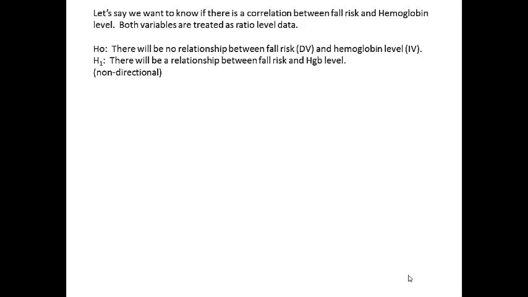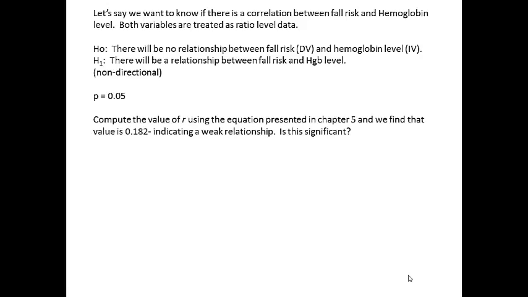The research hypothesis says there will be a relationship, and our null that we will test says there will be no relationship between fall risk, which is our dependent variable, and hemoglobin level, our independent variable. This is a non-directional correlational test. We set our level of significance, and we compute the value of R. We find that it's 0.182.